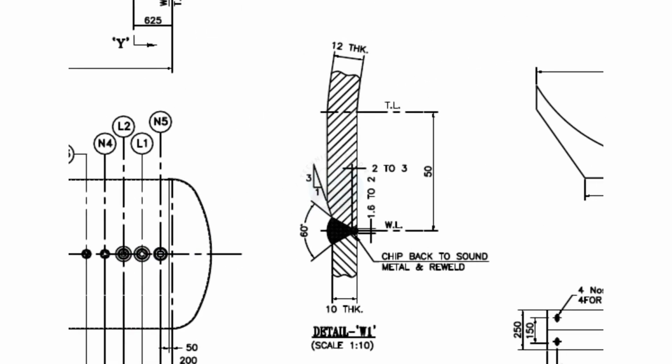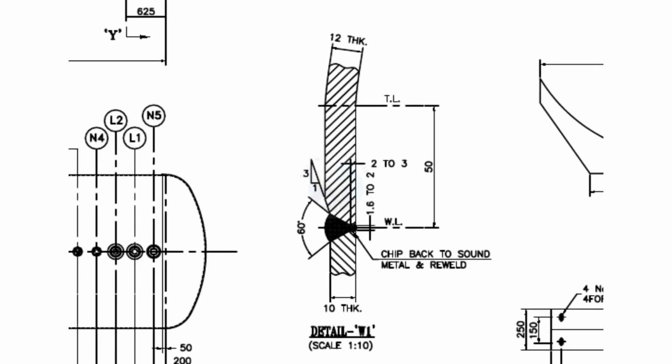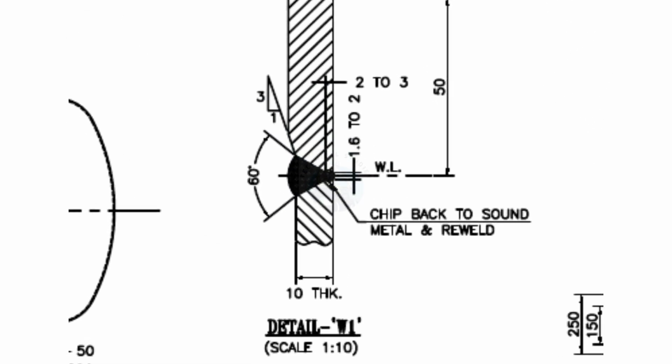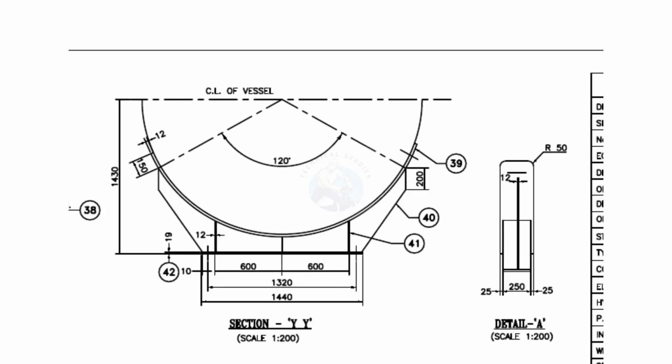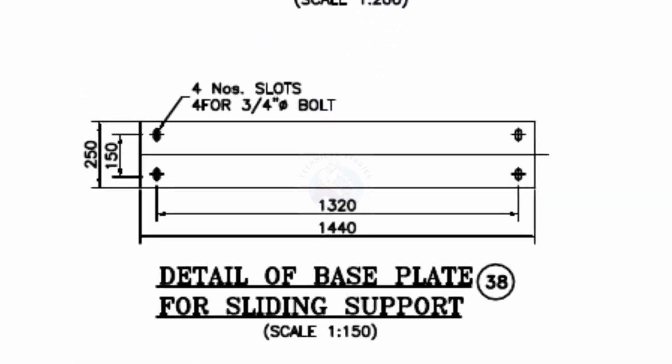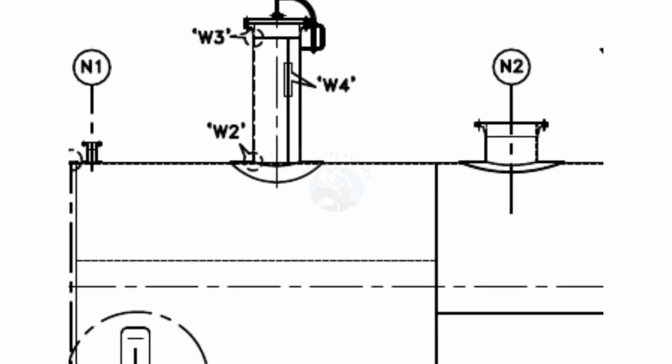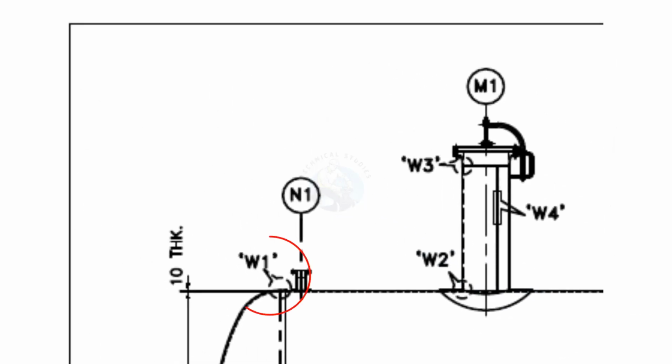Detail W1. This is the welding detail of the dish to shell joint. The thickness of the shell is 10 mm and the dish end thickness is 12 mm. 1:3 bevel is prepared on the dish end edge, and ID matched the thickness with the shell. See the saddle. Four slot holes on the base plate of the sliding saddle. We have already discussed the detail W1.